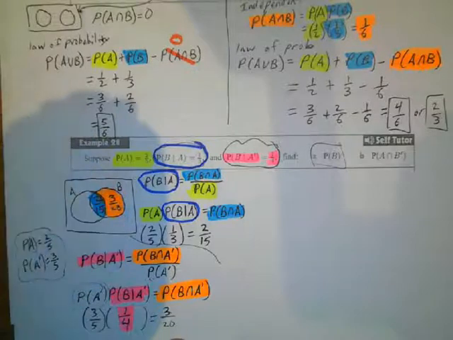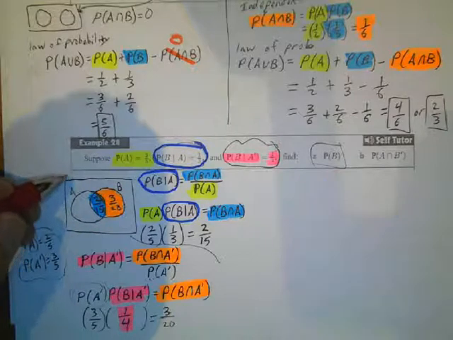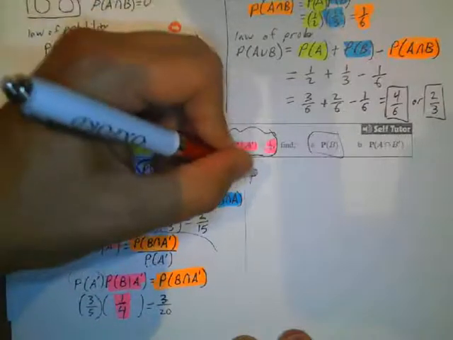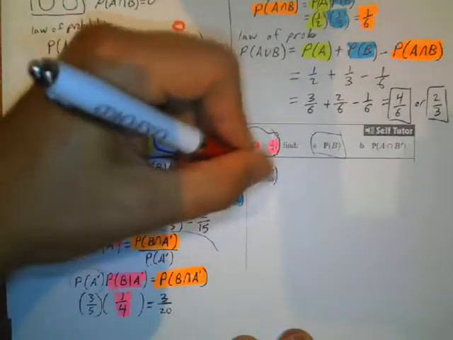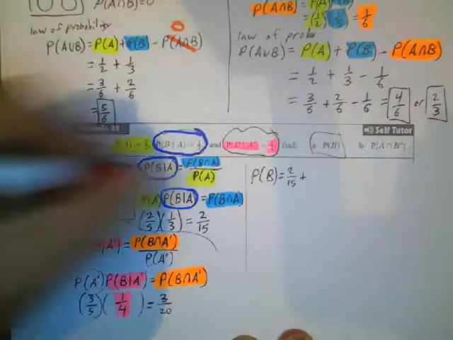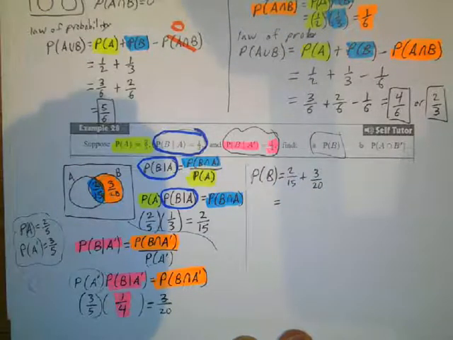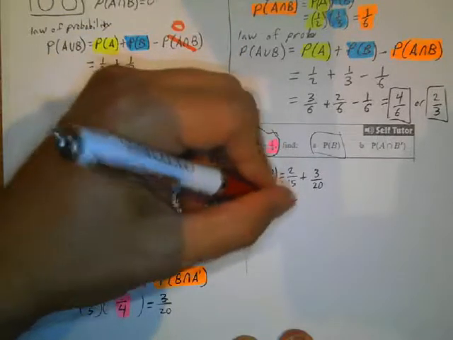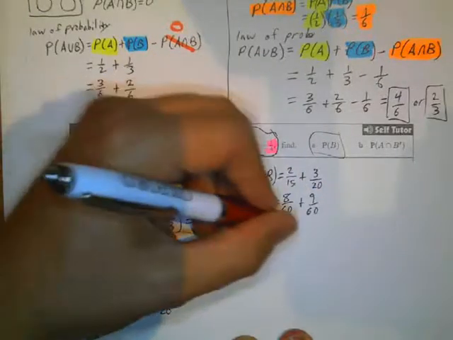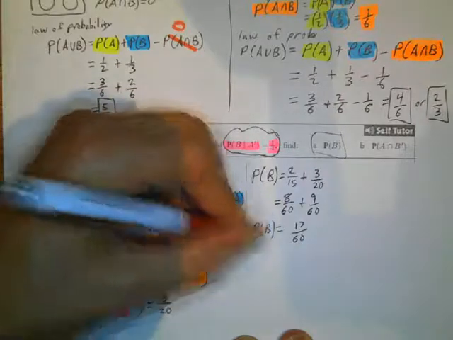Okay, so now I know this is 2/15, 3/20, so the probability of B is simply adding those two. So let's do that. So probability of B simply is 2/15 plus 3/20. So we need a common denominator, and we get 8/60 plus 9/60, which is equal to 17/60. You may want to hit pause and think about that.